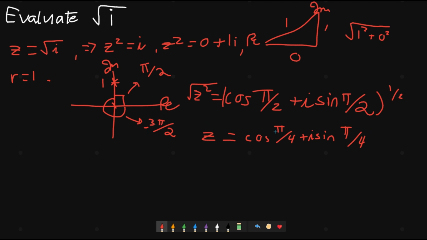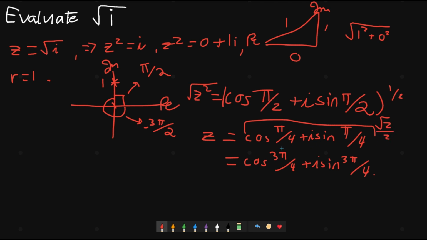We showed that the angle could also be 3 pi by 2, so it could also be cosine of 3 pi by 4 plus i times the sine of 3 pi by 4. This is square root of 2 over 2, and these are the square root of 2 over 2. This is negative square root of 2 over 2.